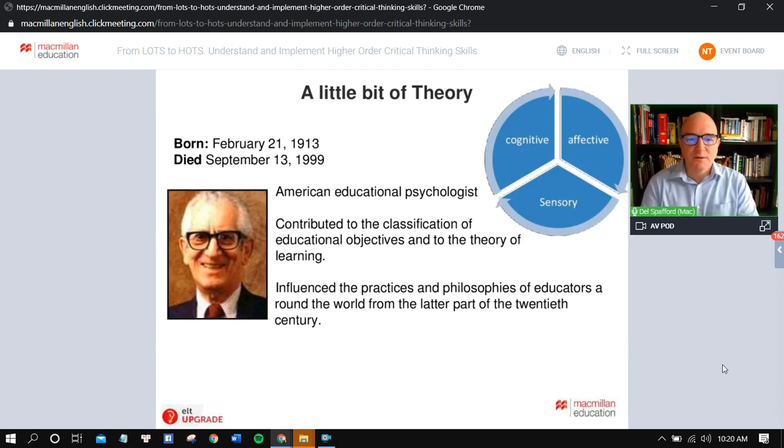All right, so here's a little bit of theory. We have on the left-hand side a very important gentleman who was born in 1913, died in 1919, and he was an educational psychologist. He was very important in terms of learning and in terms of what we do in the classroom, in terms of teaching as well. He came up with some classification of educational objectives to the theory of learning. Does anybody know who this person is?